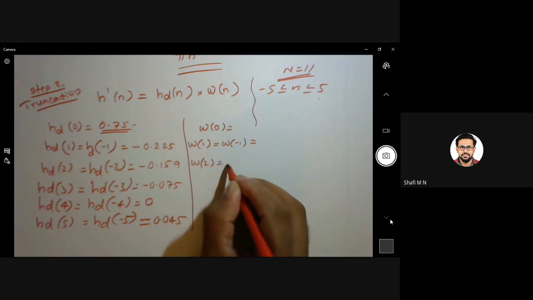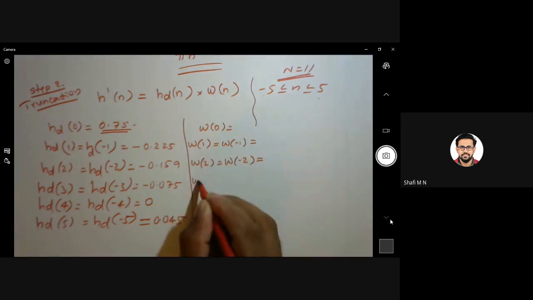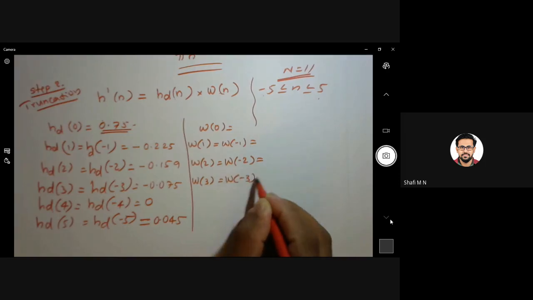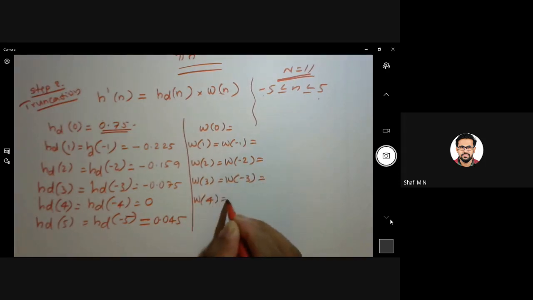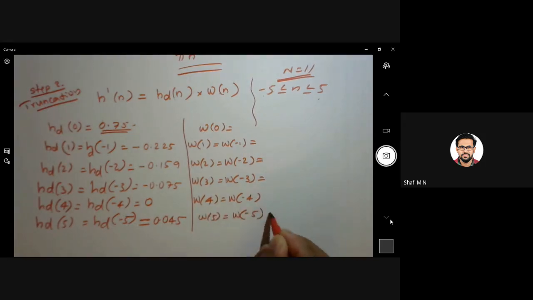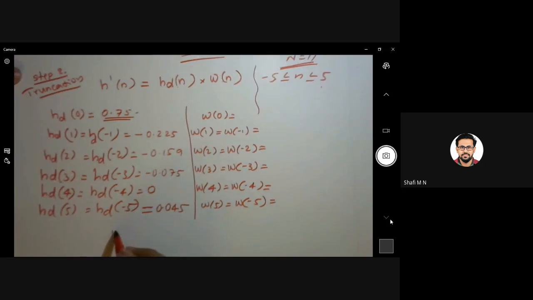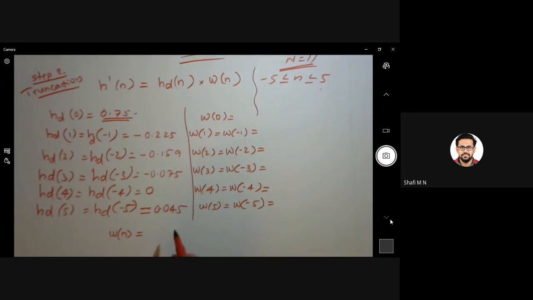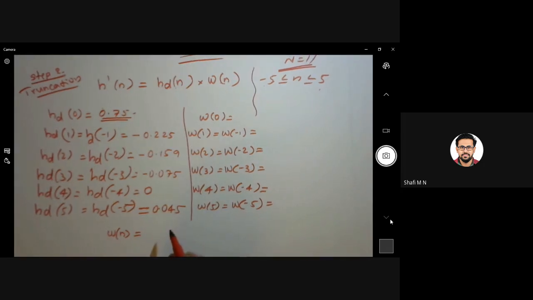w of 2 equal to w of minus 2. w of 3 is equal to w of minus 3. w of 4 is equal to w of minus 4. And w of 5 is equal to w of minus 5. And what's your window equation? w of n equal to... What is your window? Which window you have to use? Hanning window. Okay. Are you able to follow this?